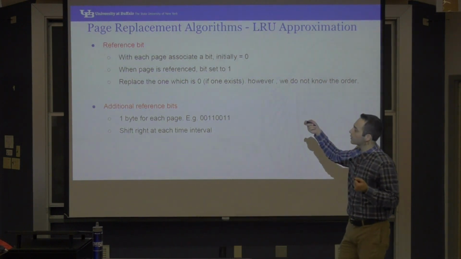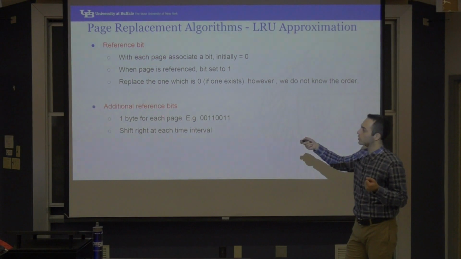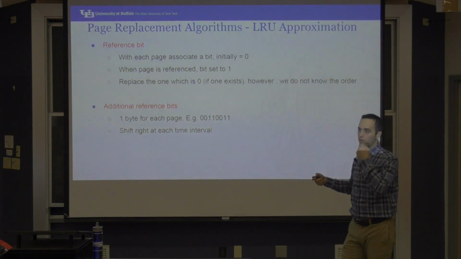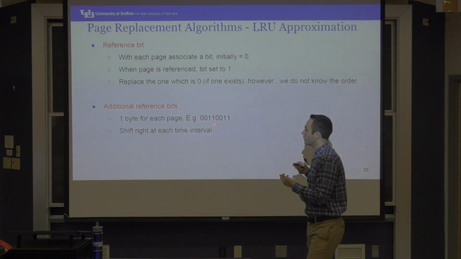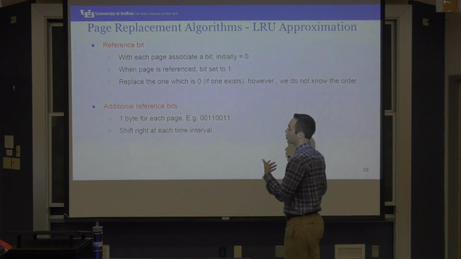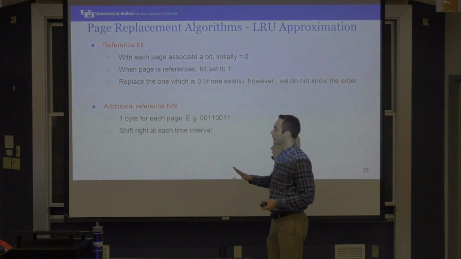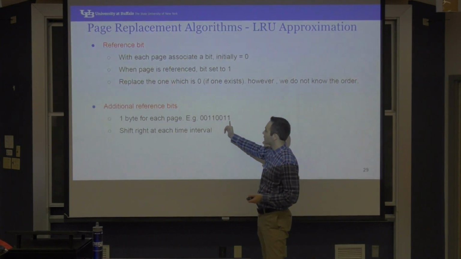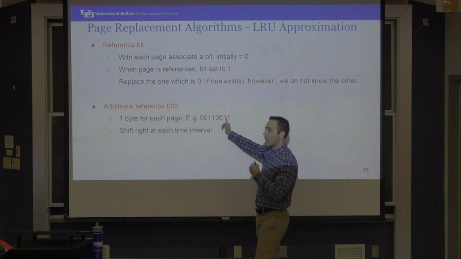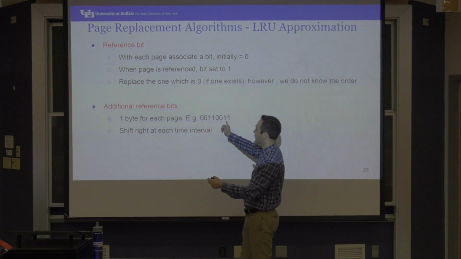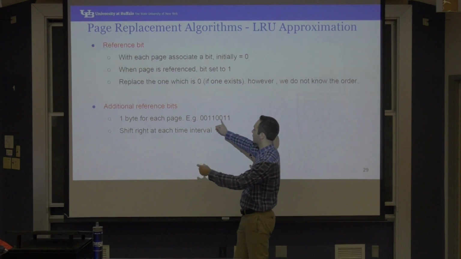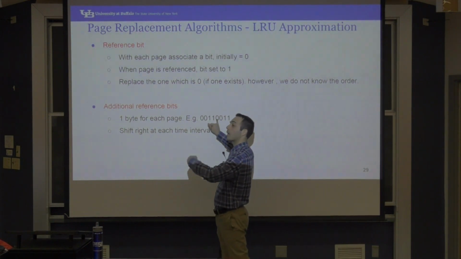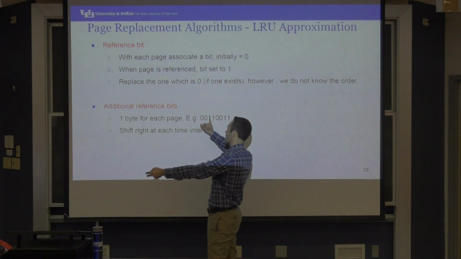So one idea is to define additional bits. Instead of having 1 bit, we define, for example, a byte. And this byte shows the history of references. That means that most recently I have accessed this, and a time interval before that I also accessed this. A time interval before that it was not accessed. A time interval before that it was not accessed. Before that it was accessed and then not.